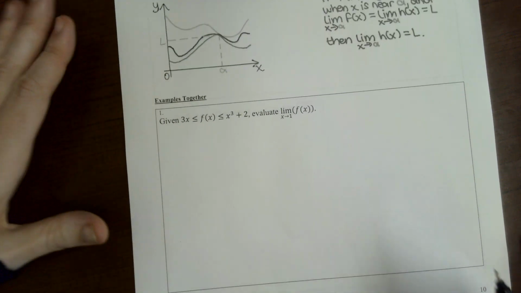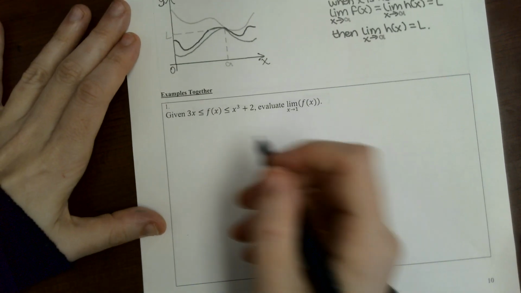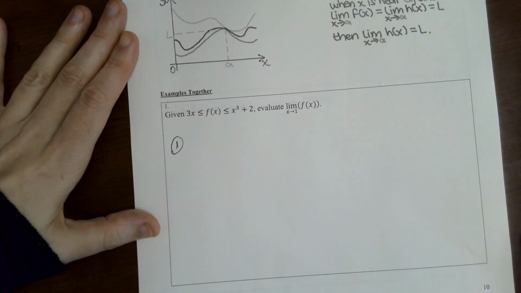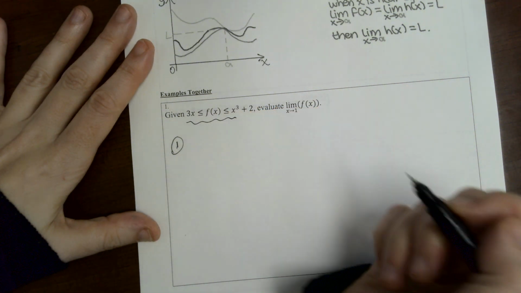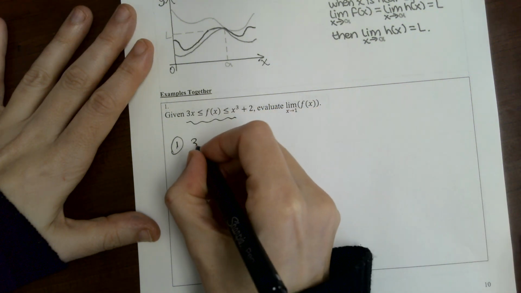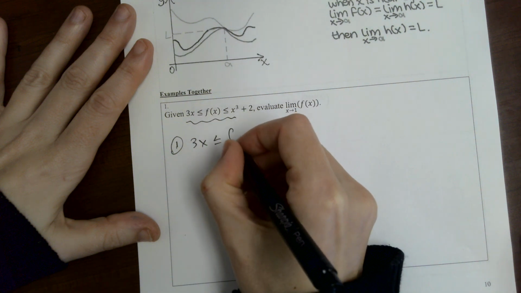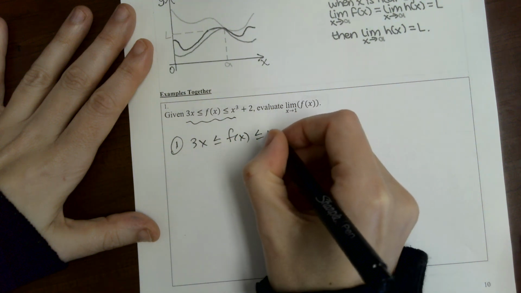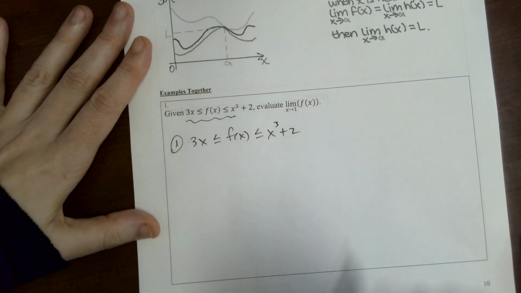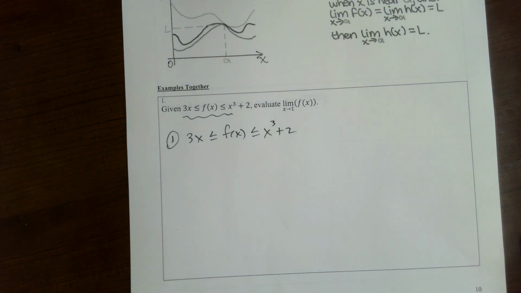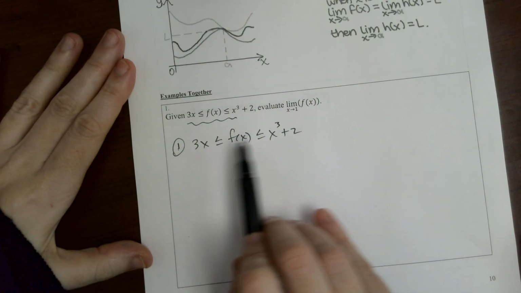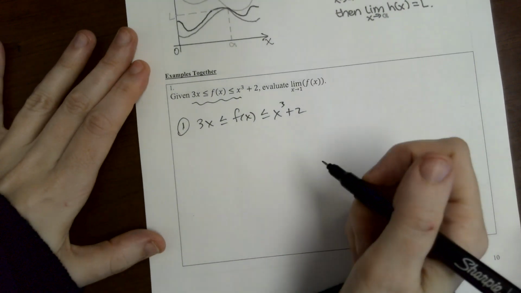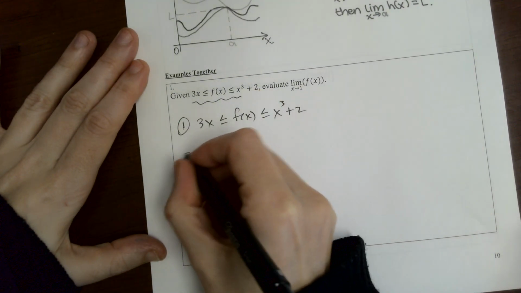So it goes like this. First, in order to use the squeeze theorem, you need an inequality like this. We've got 3x less than or equal to f of x, which is less than or equal to this. This is the first condition of the squeeze theorem: you need a function that is squeezed between two other functions.